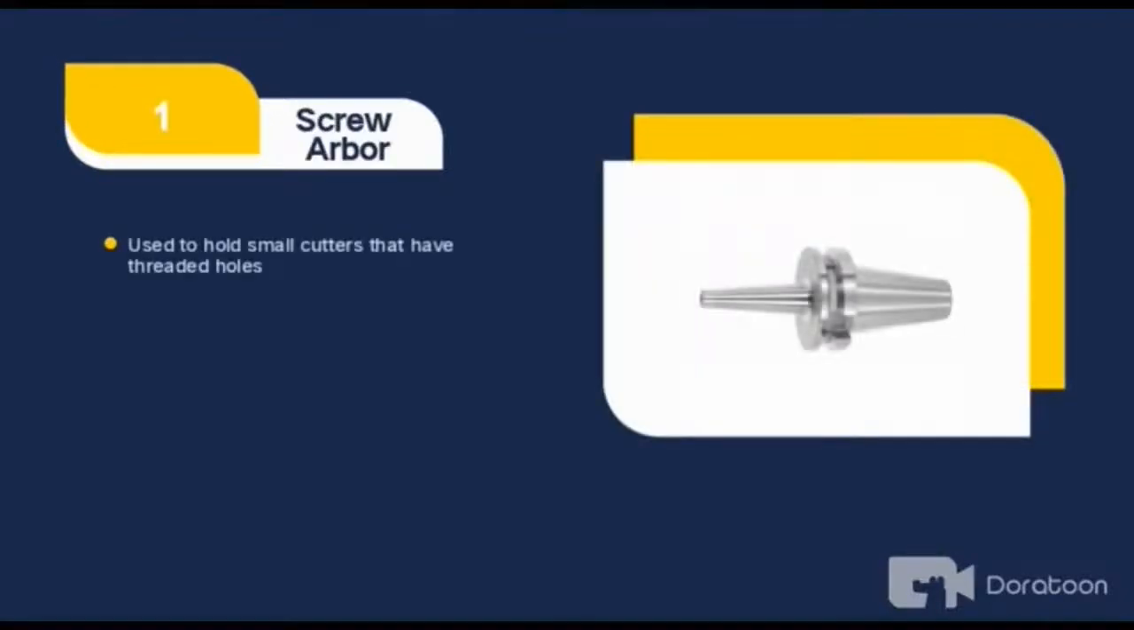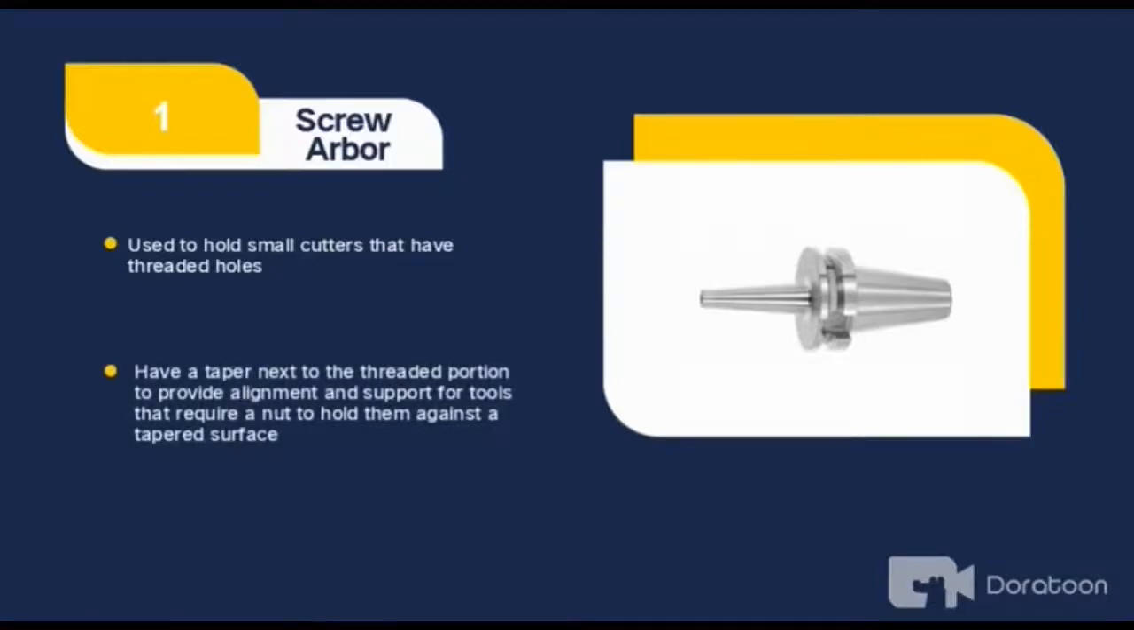is screw arbor. Screw arbor is used to hold small cutters that have threaded holes. It has a taper next to the threaded portion to provide alignment and support for tools that require a nut to hold them against a tapered surface. A right-hand threaded arbor must be used for right-hand cutters and vice versa.